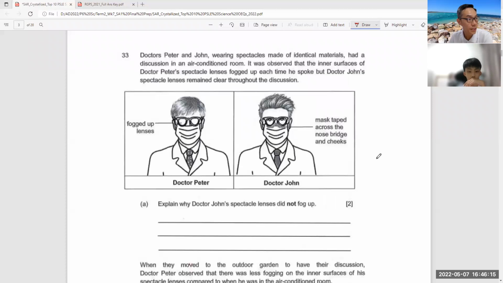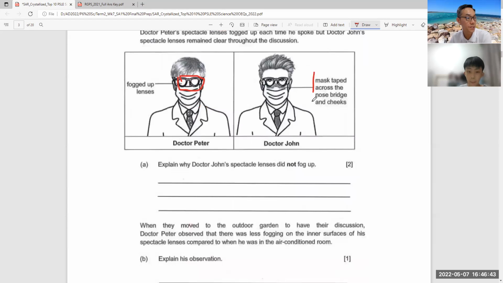Okay, let us continue examining this question. So they are Dr. Peter and Dr. John. Okay, they were wearing spectacles made of identical material and had a discussion in an air-conditioned room. So the keywords are, it was observed that the inner surfaces of Dr. Peter's lens fogged up each time he spoke, but Dr. John's lens remained clear. So it is clear.